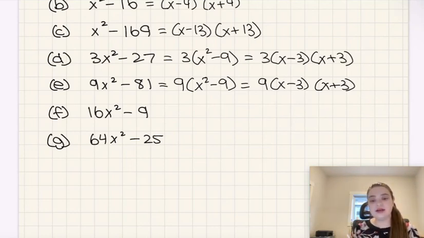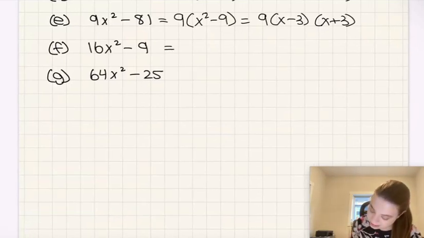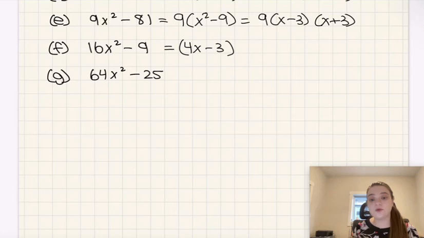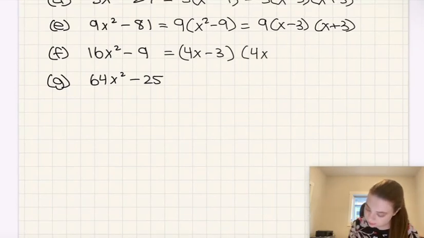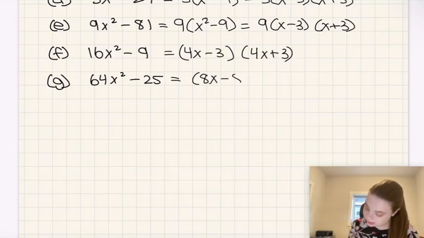All right, in this one, we have 16x squared minus 9. And so the square root of 16x squared is going to be 4x. And the square root of 9 is 3. So it's going to be 4x minus 3 times 4x plus 3, according to our formula. Then for our last one here, the square root of 64x squared is 8x. And the square root of 25 is 5, so 8x minus 5 times 8x plus 5.